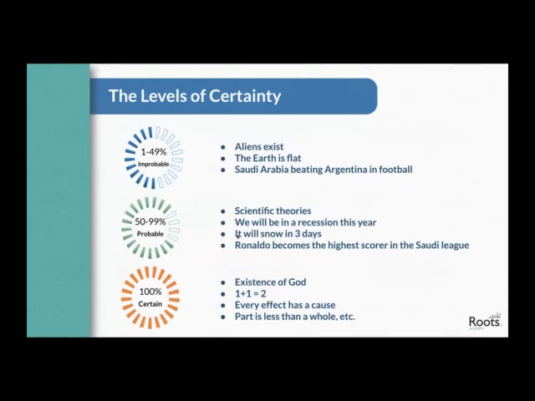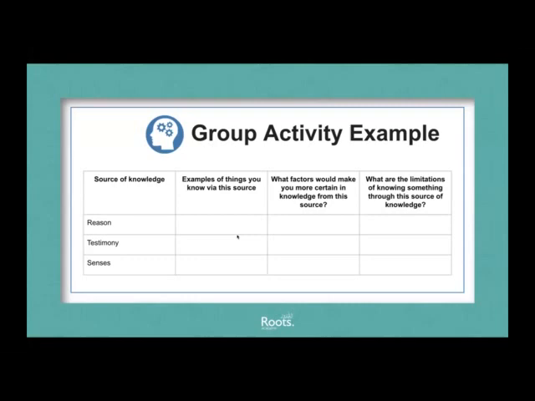So that's one example. Another example is one of the group activities we give them. Every 10 minutes in the lesson, there's an activity, a reflection prompt for them to go away for 10 to 15 minutes. And one of them is this: take each source of knowledge, each source of truth that we've introduced, and think about things that you know solely through that source and not through any others. And what would make you more certain, and what would limit you from being certain of something coming from that source. So we start to get them to think, how do I know what I know?